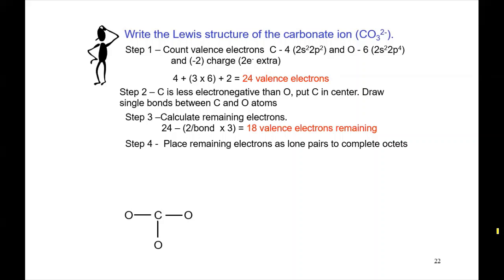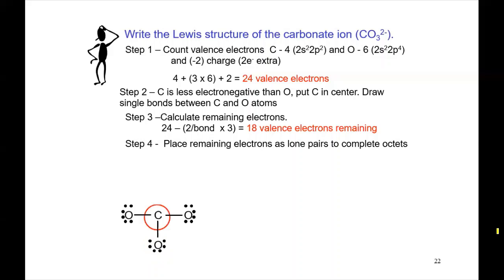So let's skip ahead and say we put these in there. Left-hand oxygen got 6, bottom oxygen got 6, right-hand oxygen got 6. I checked that they would be octets. The one on the left, 6 plus the 2 that it is sharing, that's an octet. The one on the right, 6 plus the 1 that it is sharing, that's an octet. The one on the bottom, 6 plus the 2 that it is sharing, is an octet.